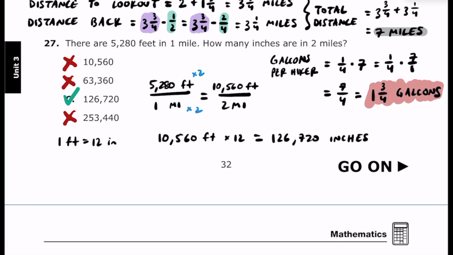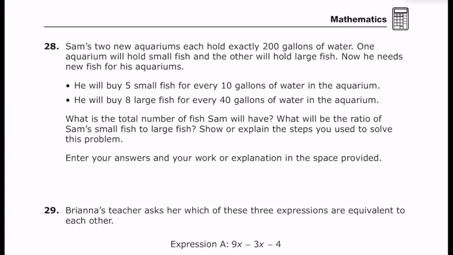All right, so let's check out 28. All right, let's check out a couple open-ended problems to kind of finish off Unit 3. It looks like 28 and 29 are both going to be open-ended.